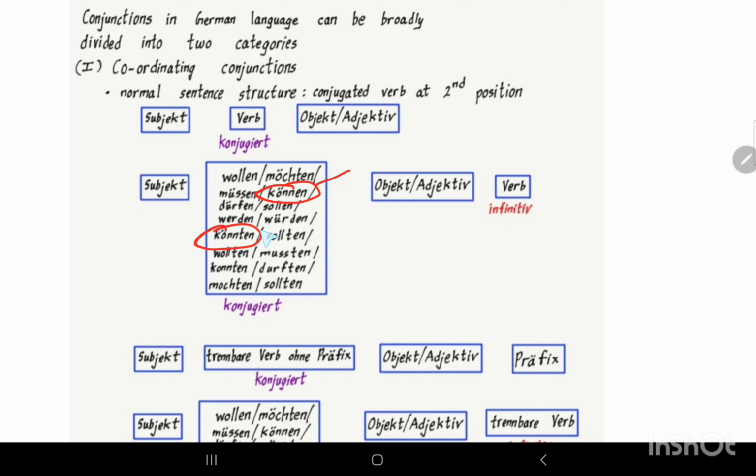So können is can, könnte is could. So it's also can, but in a very polite way. If you're asking something like, can you do this? But if you want to be more polite, like, could you please do this? Then you have to use könnten. If you're not being polite, you just say können.